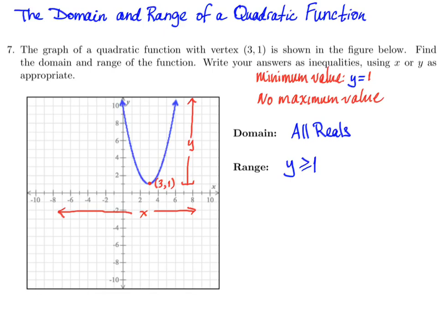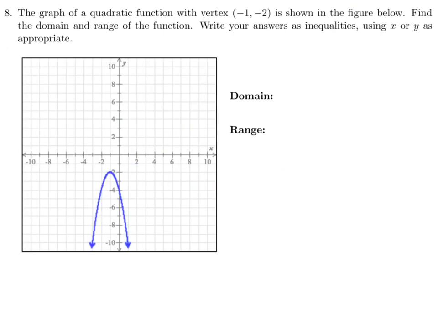So that's the range. Let's look at another example, number 8. In this one, the parabola is opening downward, and so its vertex, which has the coordinates (-1, -2), is the highest point on the graph. We're asked for the domain first, which is all possible x coordinates. Once again, we can see it goes on forever off to the right and off to the left.